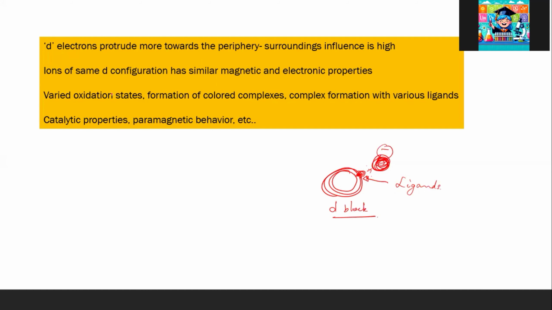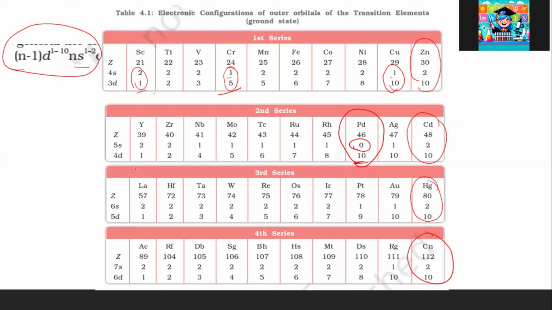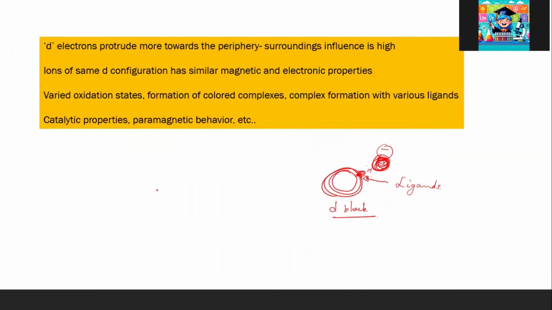And ions of the same d configuration have similar electronic properties. For example, scandium, yttrium, lanthanum, and actinium will have the same kind of magnetic as well as electrical properties. And one of the main peculiarities of transition metal elements is their varied oxidation states. That means they can have different oxidation states. Some metals can have +2, +3, +4, +5, +7. All these oxidation states are possible in different transition metals.